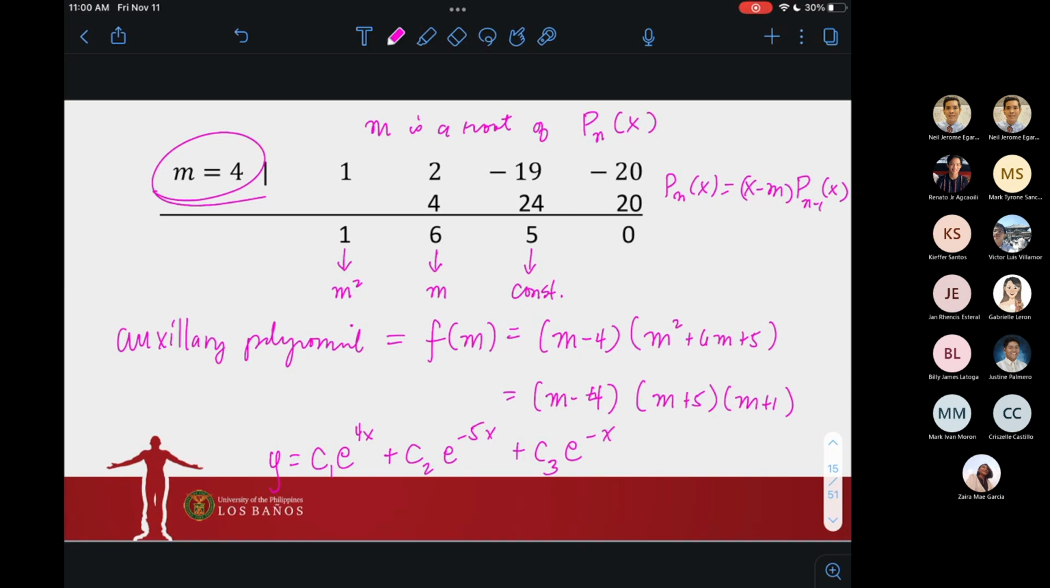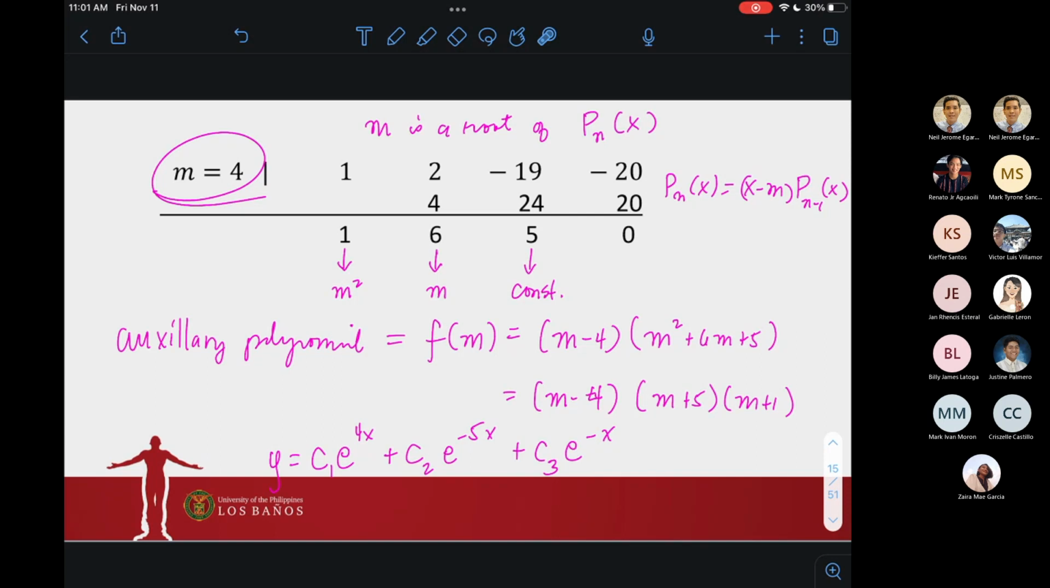Right? Kasi ang mga roots natin ay 4, negative 5, at negative 1. So linear combinations ng mga e to the power root times x yung ating general solution. So yan yung ating general solution. So medyo matrabaho yung paghahanap ng roots ng auxiliary polynomial, especially if ang laki ng degree ng auxiliary polynomial. Pero kung quadratic lang naman yan, madali lang.